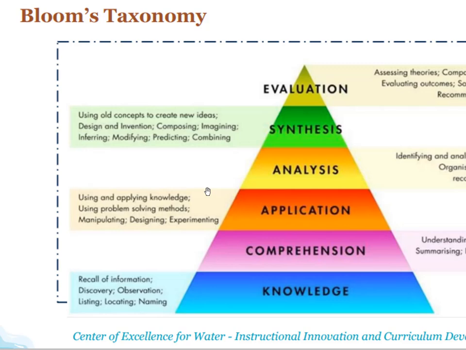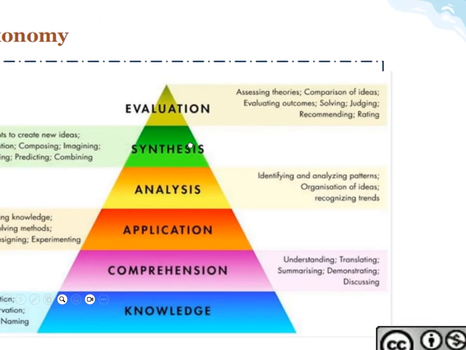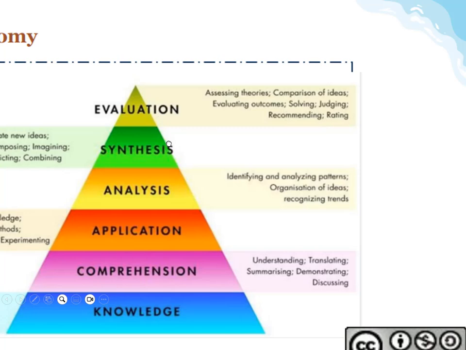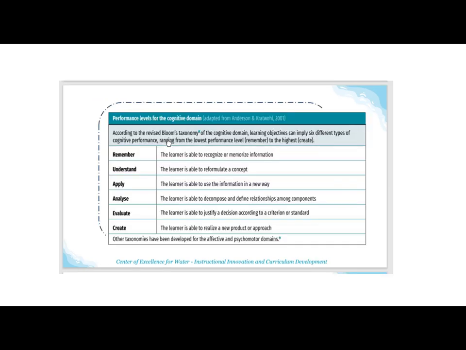Composing, imagining, inferring, modifying, predicting and combining. And at the top of the pyramid, assessing theories, comparison of ideas, evaluating outcomes, solving, judging and recommending. Here is a list of performance levels for the cognitive domains. In education we have 3 domains: cognitive, affective and psychomotor. But this has to do with the cognitive domain.